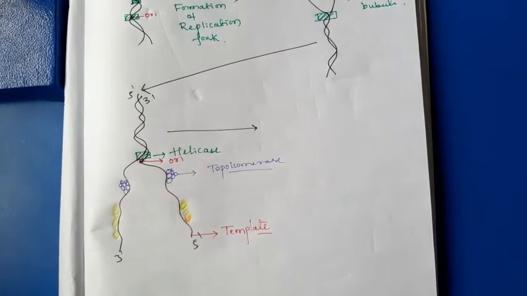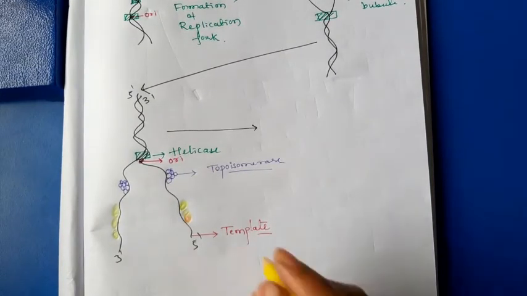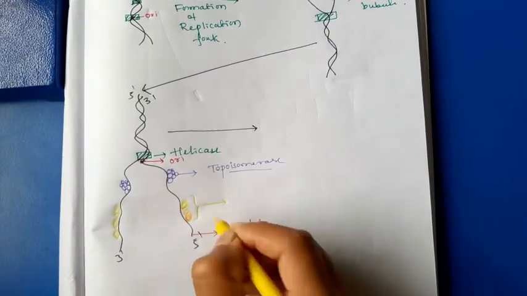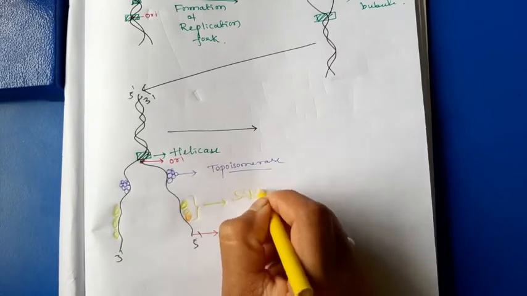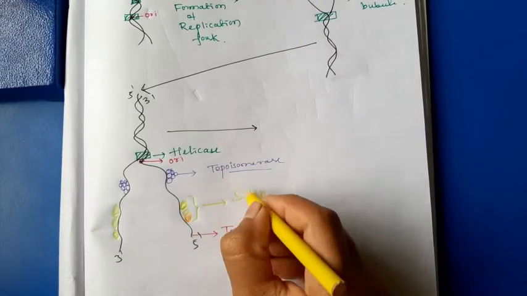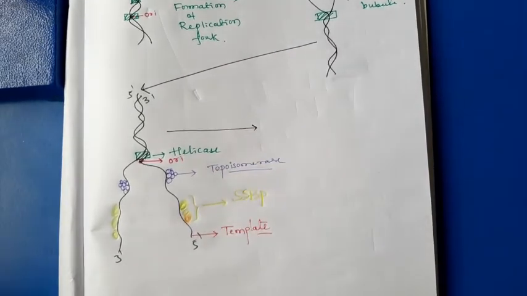The proteins which are attached to the single stranded DNA are nothing but the SSBPs, single stranded binding proteins. They help keep single stranded DNA as single stranded DNA.